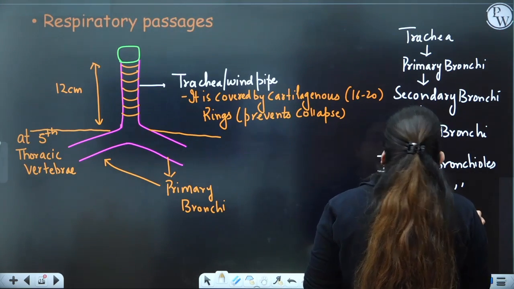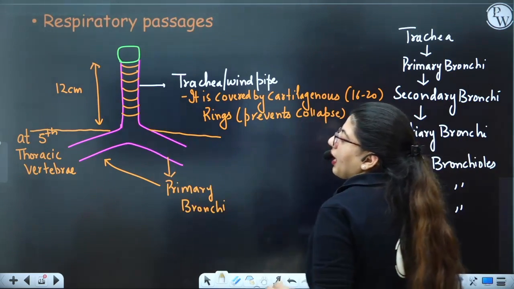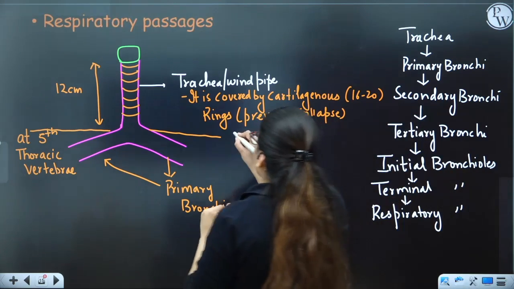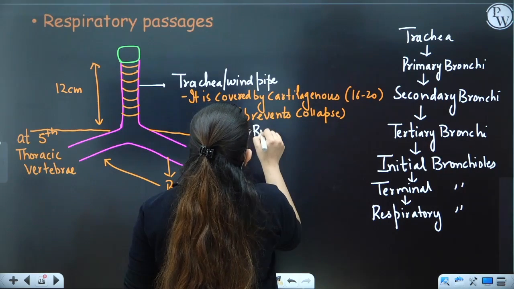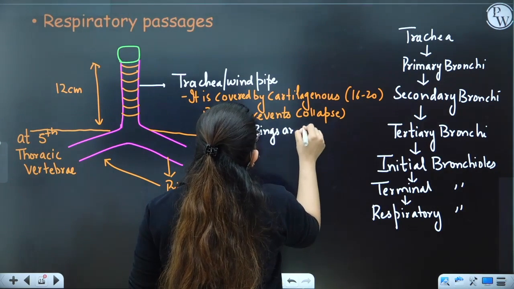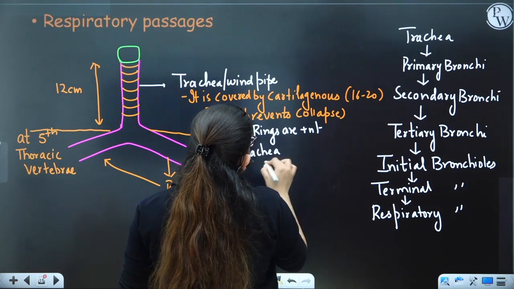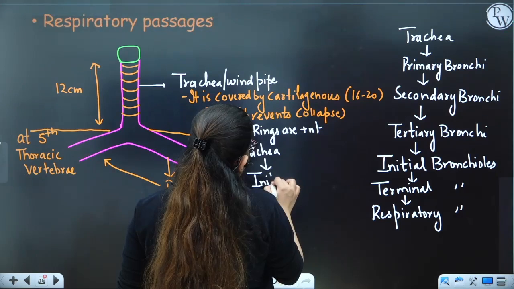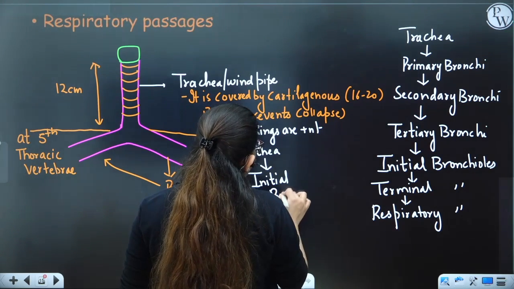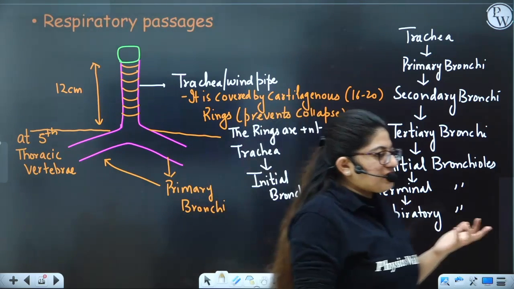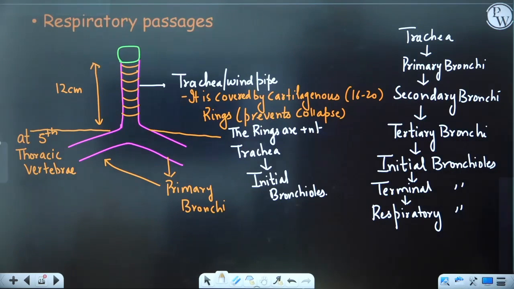All right. So your cartilaginous rings are present from the trachea to the initial bronchioles. Where are they present? The rings are present from the trachea to the initial bronchioles. Right, guys? Okay. If you don't understand these things, if you cannot imagine it, I have something for you. Let me catch it up for you. Give me a moment.